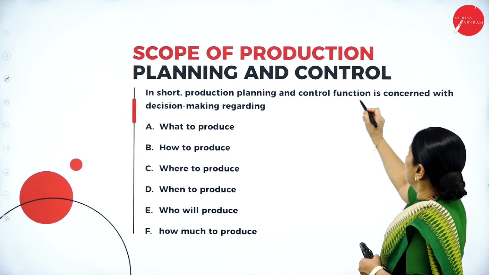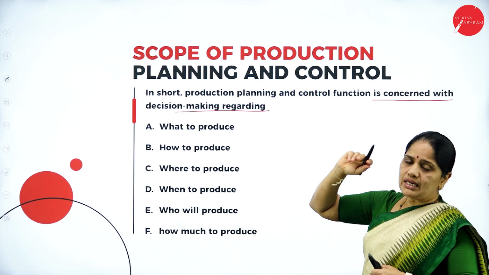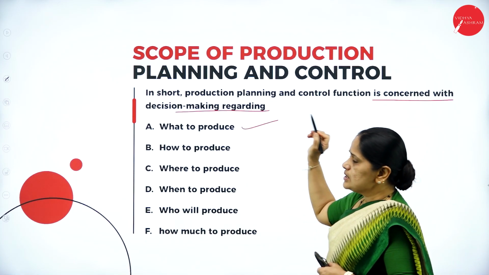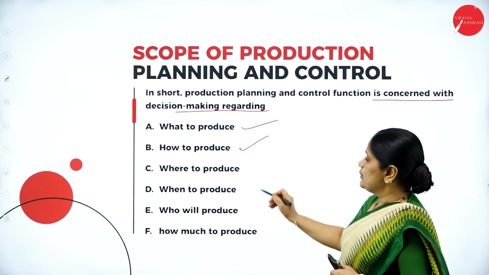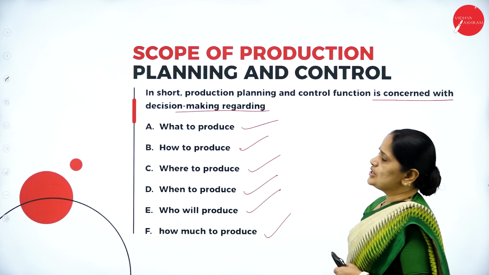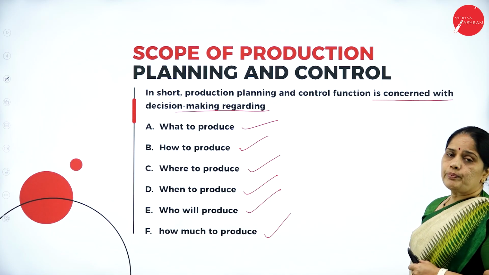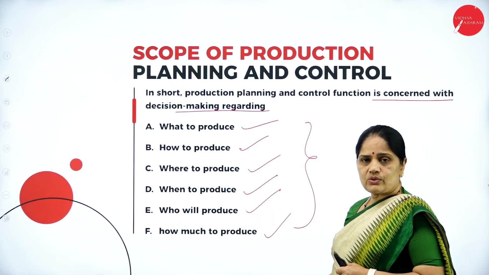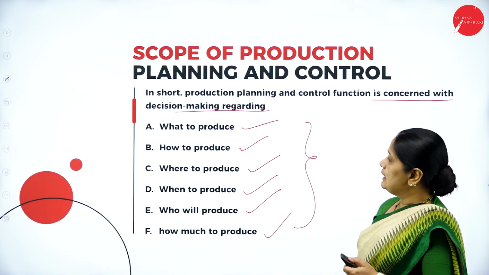In short, production planning and control is concerned with decision making. So, what are the various aspects of decision making in production planning and control? The first one is what to produce. Second, how to produce, where to produce, when to produce, who will produce, and how much to produce. So, in short, if you can get answers to all these questions, then that is the scope of production planning and control.